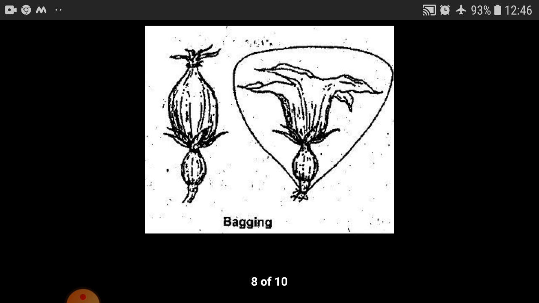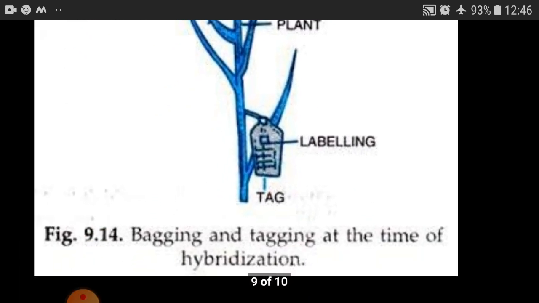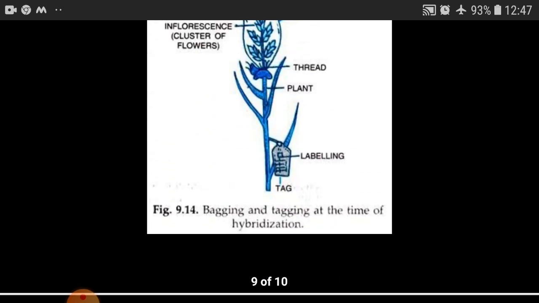And then we put a label or a tag on it where we write its information. This is what is known as tagging. So bagging and tagging are a simultaneous process. So this artificial hybridization basically involves three processes, that is emasculation, bagging and tagging. Okay, this we'll also conduct in our practical class. We'll perform this in the practical class also.